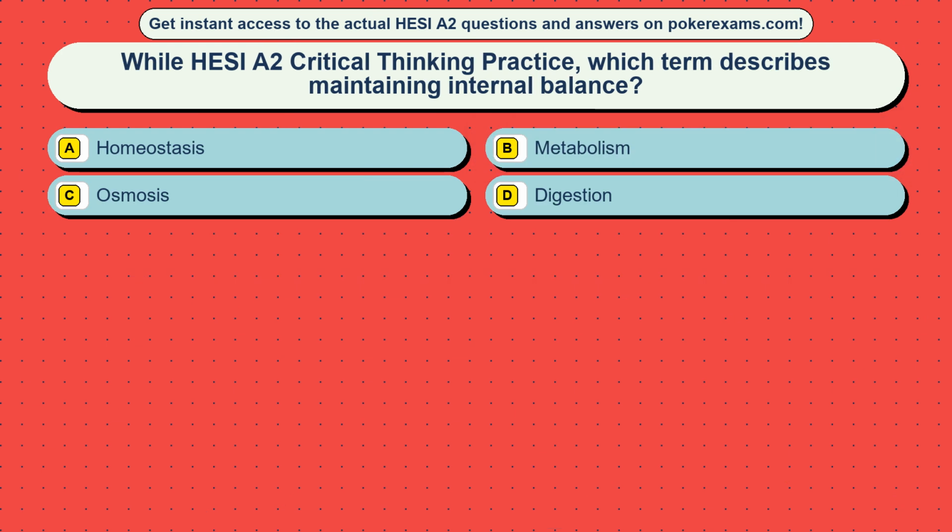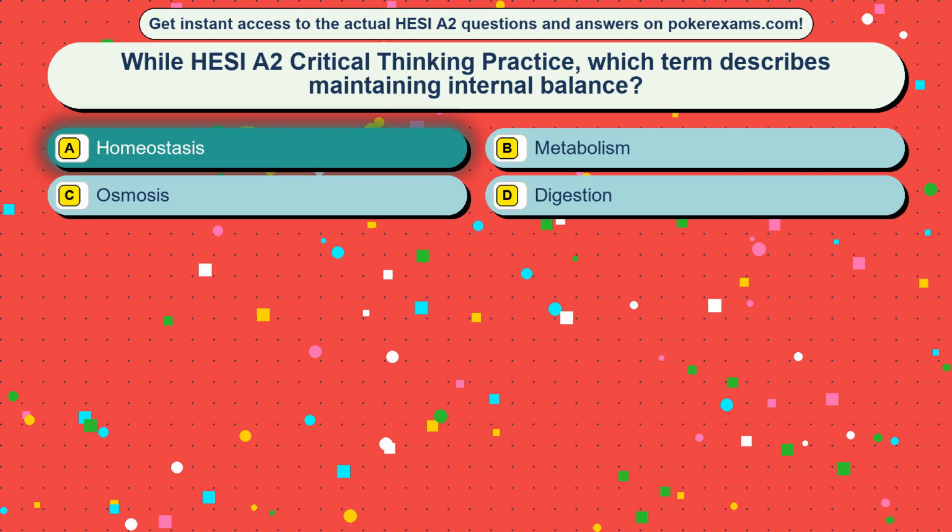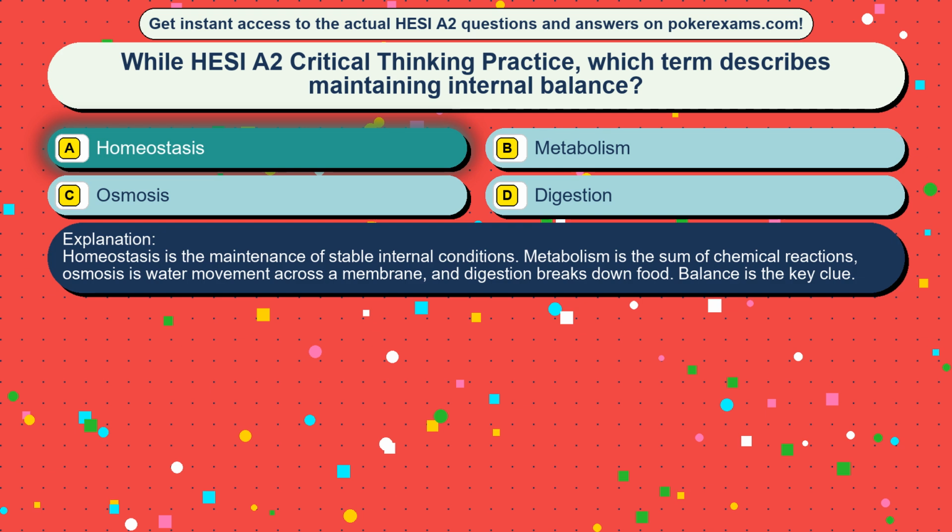Question 37. While HESI A2 critical thinking practice, which term describes maintaining internal balance? Option A, homeostasis, option B, metabolism, option C, osmosis, option D, digestion. The correct answer is option A, homeostasis. Homeostasis is the maintenance of stable internal conditions. Metabolism is the sum of chemical reactions, osmosis is water movement across a membrane, and digestion breaks down food.